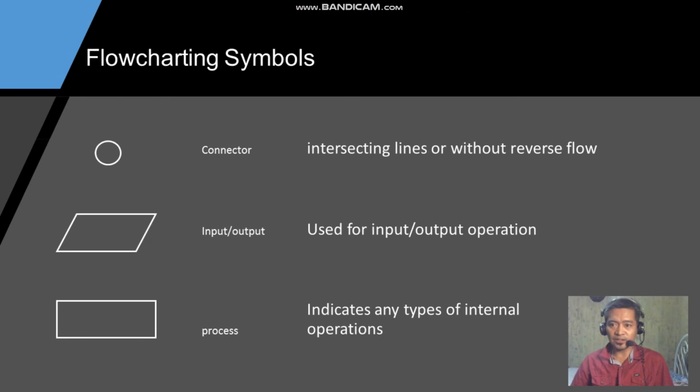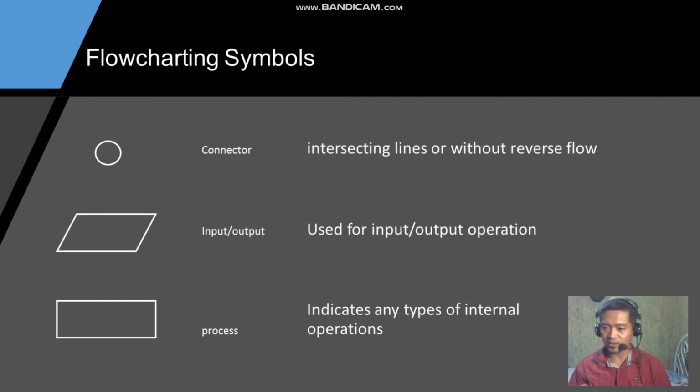And it actually prevents the reverse flow, because there must really be a direction. It cannot go back here. No. After this process is done, the next flow follows. It cannot reverse. It is always a one-way direction. Like on the road, do not enter, one way only. So, one-way direction. Then, process indicates any types of internal operations.